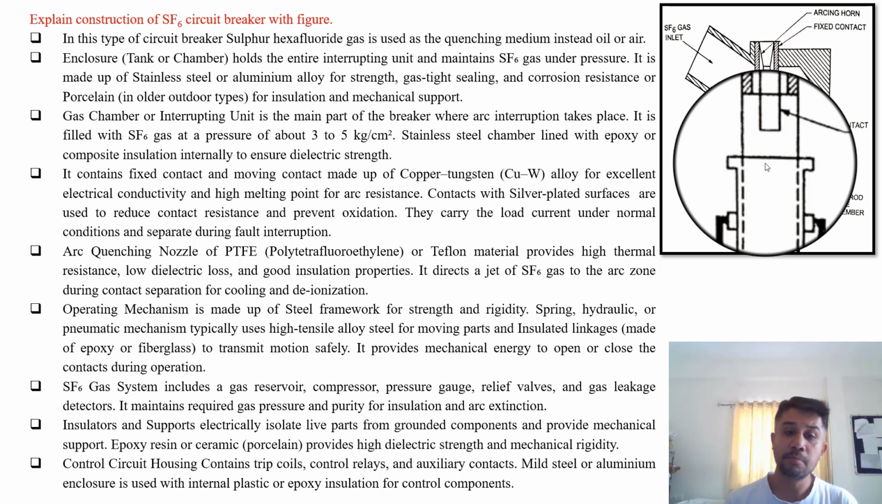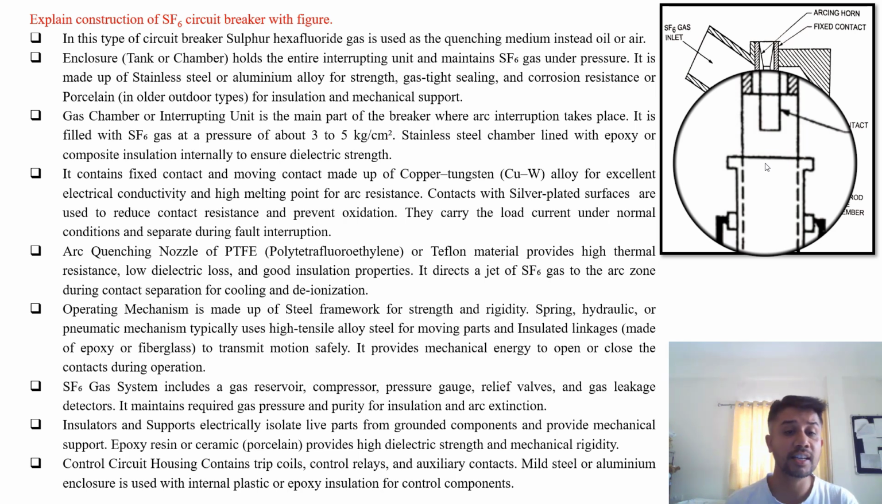Operating mechanism is made up of steel framework for strength and rigidity. Spring, hydraulic or pneumatic mechanism typically uses high tensile alloy steel for moving parts and insulated linkages, that is made up of epoxy or fiberglass to transmit the motion safely. It provides mechanical energy to open or close the contact during the operation.